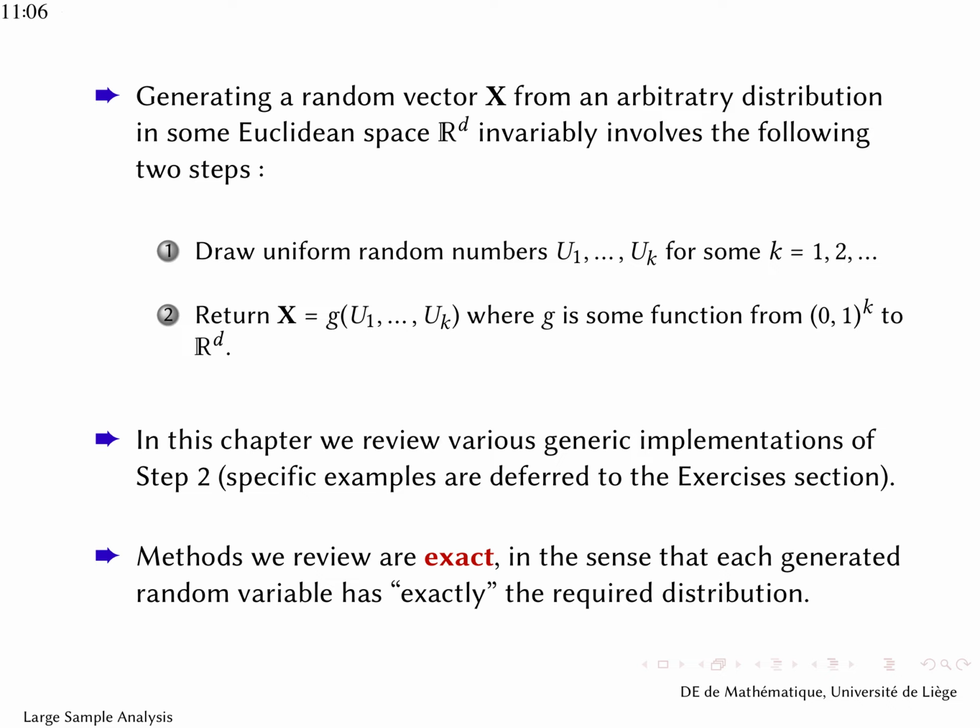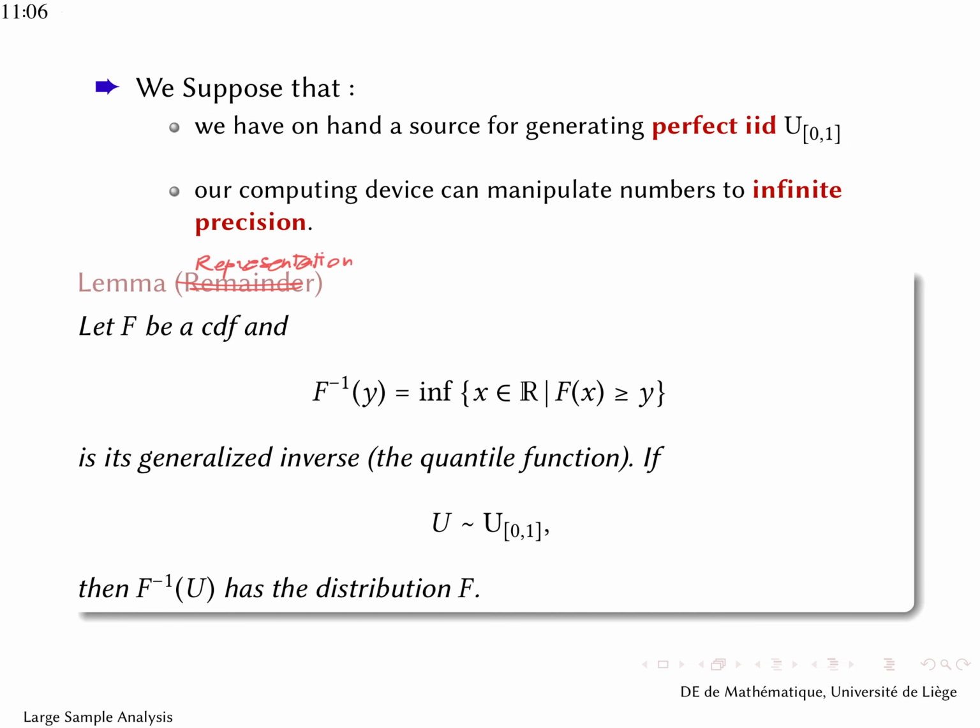The methods that we will discuss here are exact methods. They are exact in the sense that each generated random variable will exactly follow the required distribution. Approximate generation methods, such as Markov chain Monte Carlo, will not be discussed here. So for this chapter, we will make two assumptions. First of all, we are able to create perfectly IID uniform variables. And secondly, we will assume that our computer has an infinite precision.